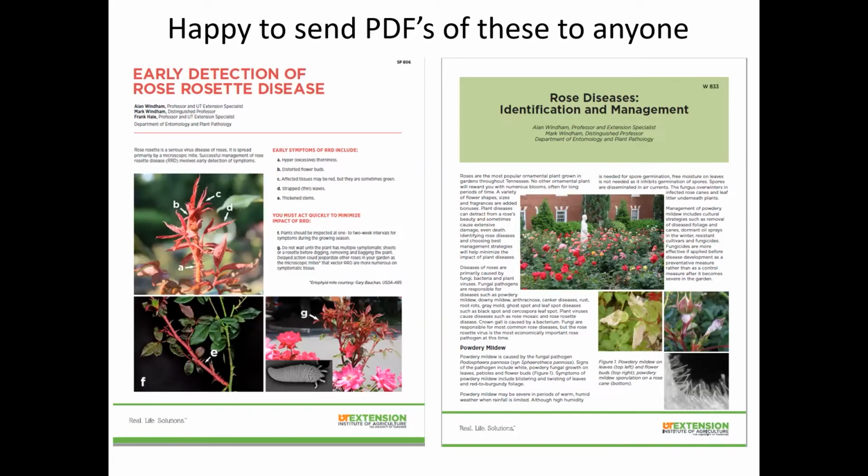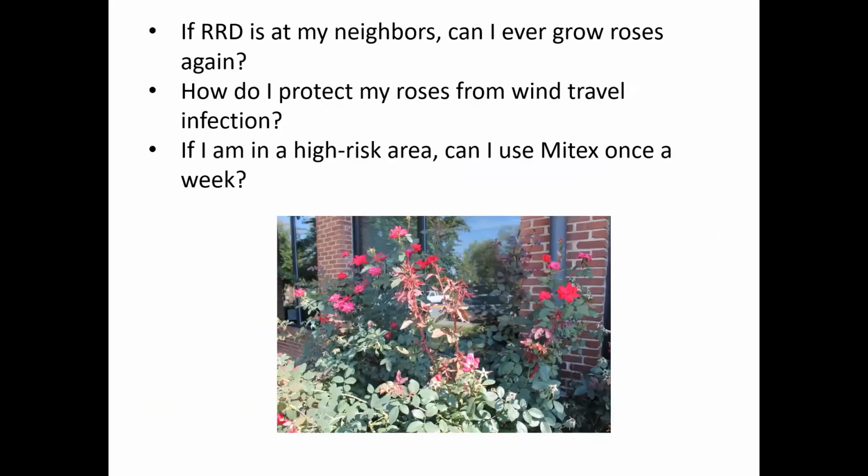And the University of Tennessee has a PDF. You search it, early detection of Rose Rosette with Google. You can download the PDF on the left. You can type in University of Tennessee Rose Diseases, Identification and Management, and you can get that particular thing as well. So, but what if there's RRD in my neighbors? Do I have to give up? Can I never grow roses again?